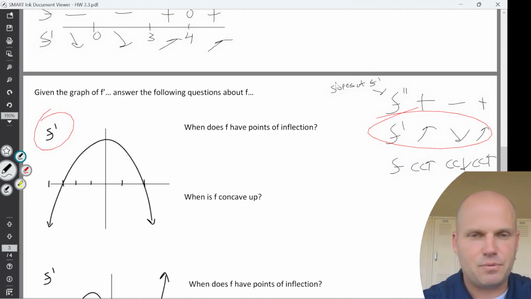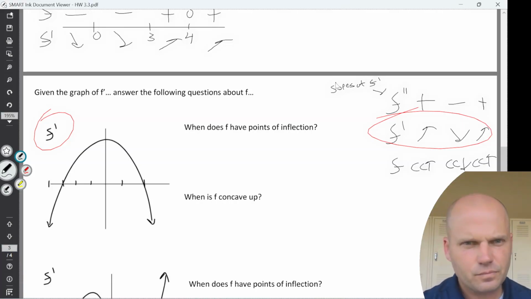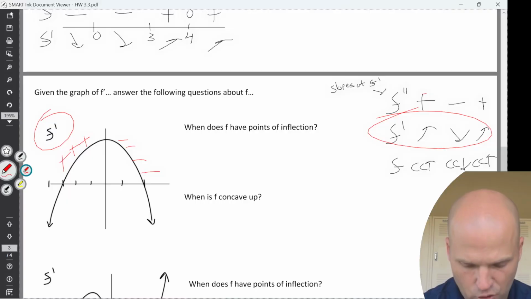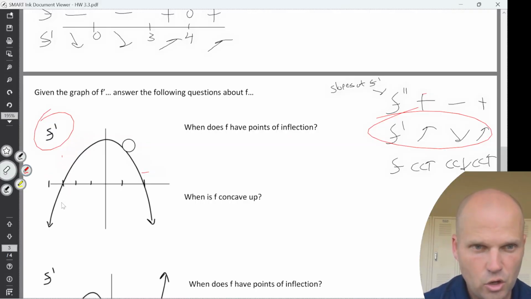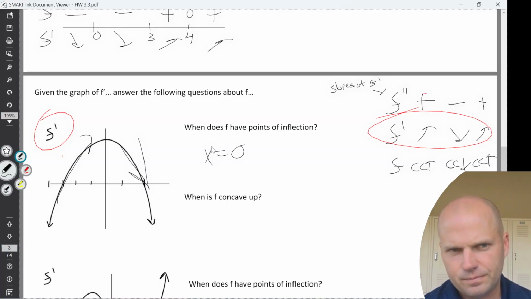So it means you have two options. You can either say f has points of inflection when the slopes change sign. Okay, we'll have positive slopes and negative slopes. These are slopes. Or when f prime changes from increasing to decreasing, or vice versa. That's at x equals 0.